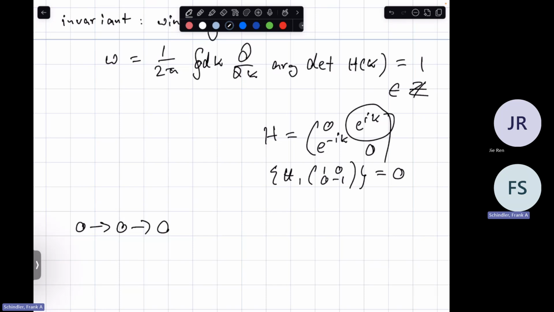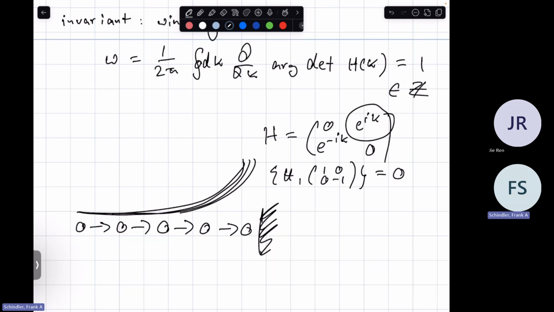So the model had only hopping to the right. If I make an edge, I just terminate my system here, then everything will pile up. My wave functions, if you look at your eigenstates, will all pile up at the boundary. They'll all be exponentially localized at the boundary. And that's called the non-Hermitian skin effect.